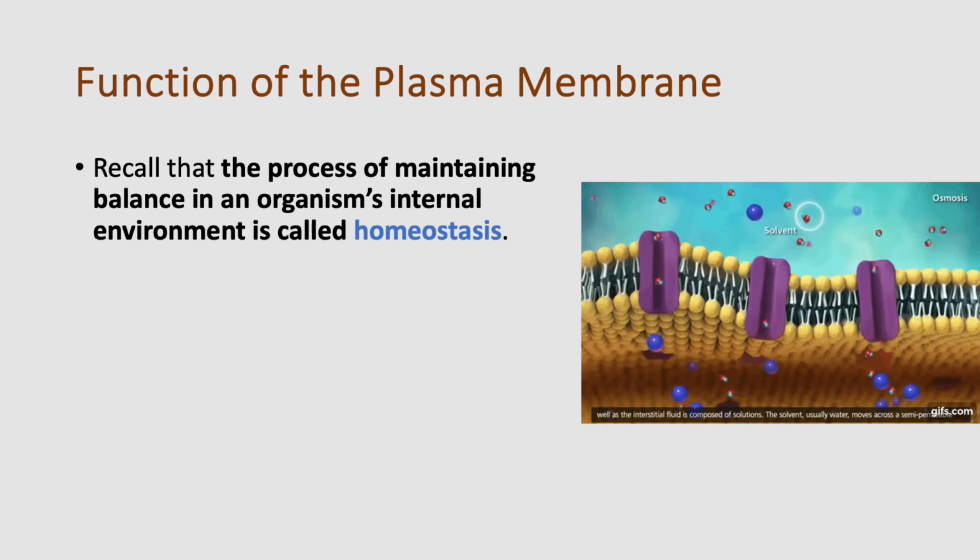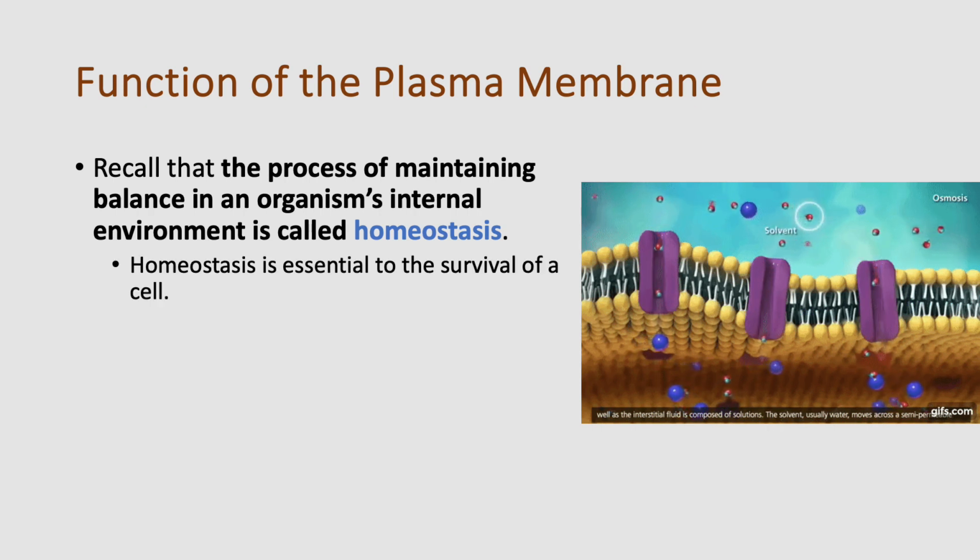Now, the plasma membrane is really important for doing one thing, and that is to maintain homeostasis in our body. The process of maintaining balance in an organism's internal environment is called homeostasis. Homeostasis is essential to the survival of the cell, because if the cell was no longer semi-permeable and things weren't able to move through the cell membrane, waste would build up in the cell. There'd be an inappropriate balance of molecules in the cell, and it would be a very traumatic event and the cell could potentially die.